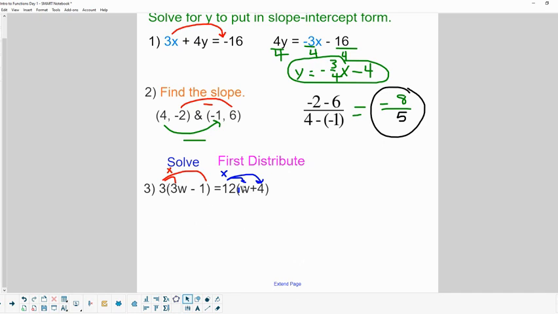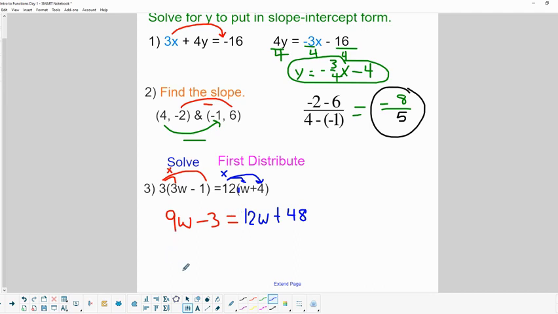Okay, on this next one, we're going to solve this equation. And so in order to do it, we have to start with the distributing property. So 3 times 3w would be 9w. 3 times -1 is -3. And then 12 times w is 12w. And 12 times 4 is 48.